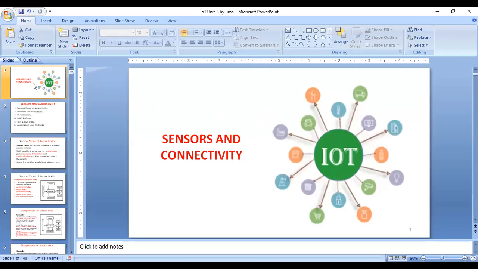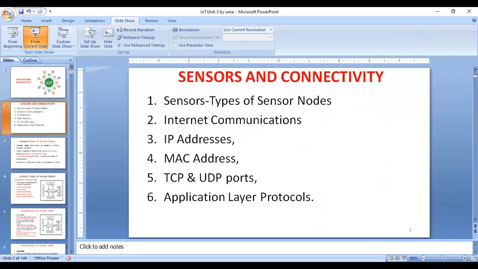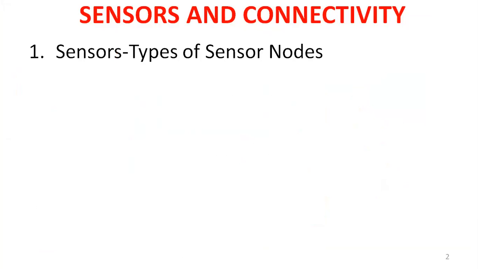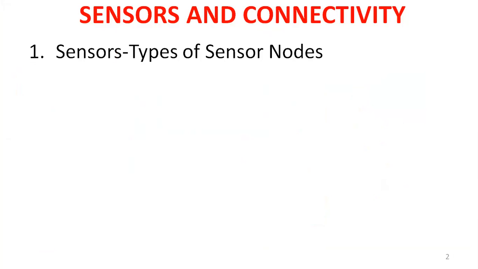Okay, in this session, we are talking about sensors and connectivity. Here, in sensors and connectivity, what are the different types of sensors you have? The sensors, and then the types of sensor nodes. The sensor node is one type. A sensor node consists of different sensors and different components.